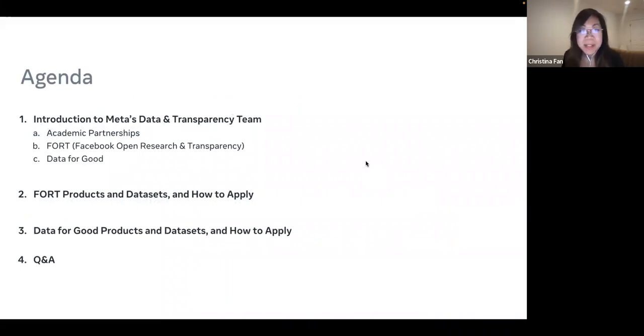So like I mentioned, we are Meta's data and transparency team. I'll talk a little bit more about what that means. There are a lot of teams at Meta, so we want to give you a little more information about who we are and what we do at the company. There are also a few different sub-teams within data and transparency, so we'll talk about the products and data sets there. And we'll save some time at the end for question and answer.